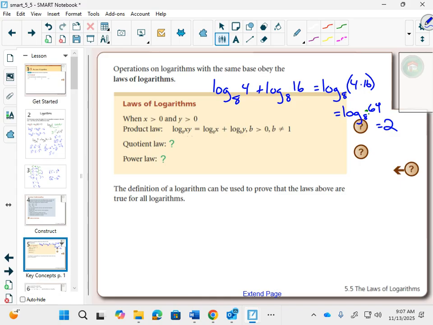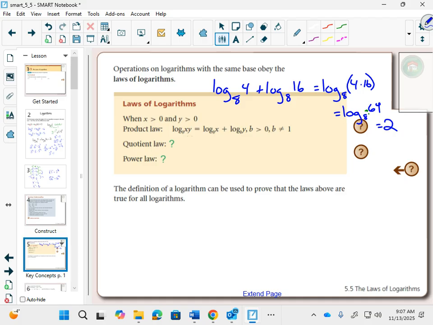So kind of like identities, your log laws are going to be used in both directions. Sometimes you want to combine them into a single log, and sometimes you're multiplying inside of a log and want to expand it as adding two different logs. So you can use them like identities. If you have the left side, you could change it to the right side. If you have the right side, you could change it to the left side. What you have to be able to do is recognize when you have something in one of these forms.